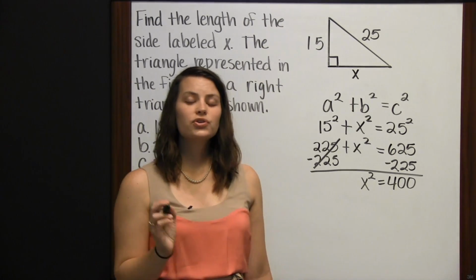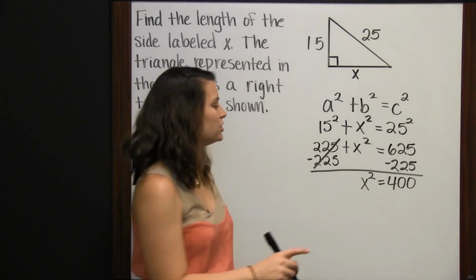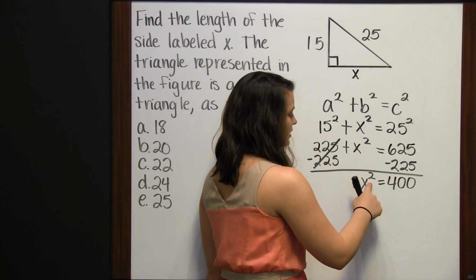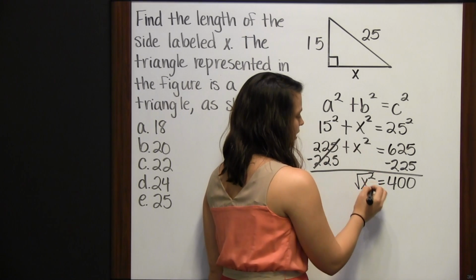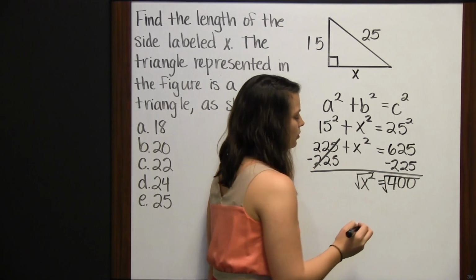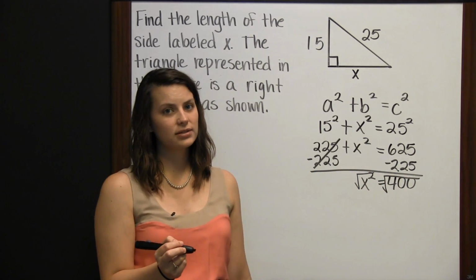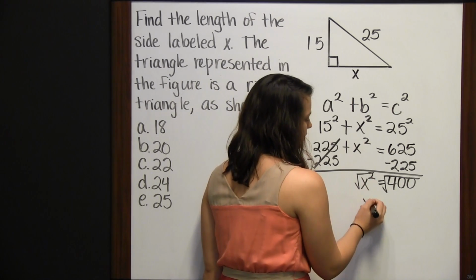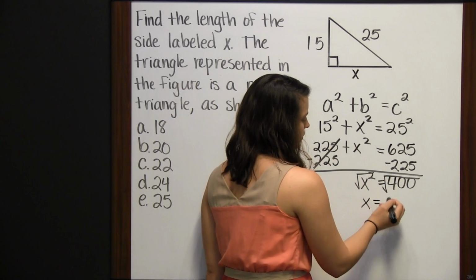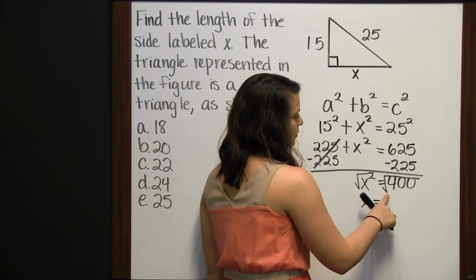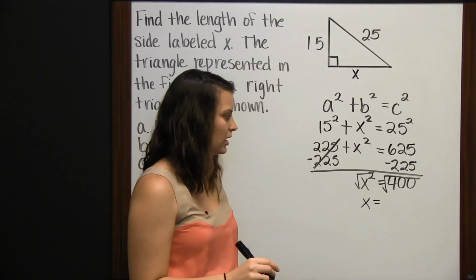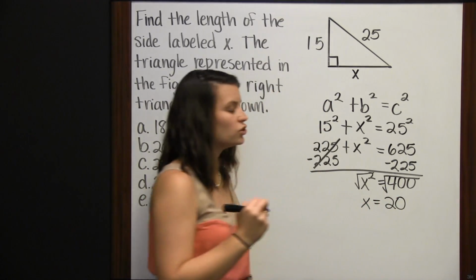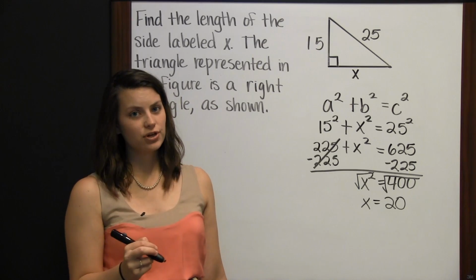So in order to solve for x, we need to do the opposite of squaring x. The opposite of squaring x is square rooting x. So we must square root both sides to solve for x. The square root of x squared is simply x, equals the square root of 400, which is 20, since 20 times 20 is 400.